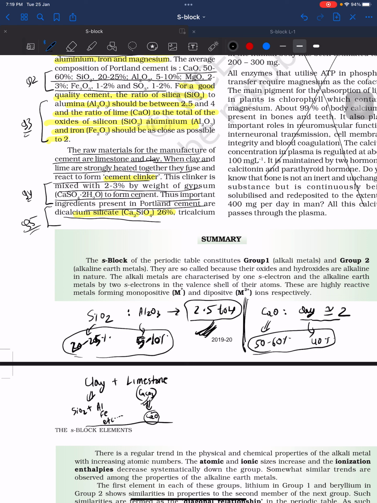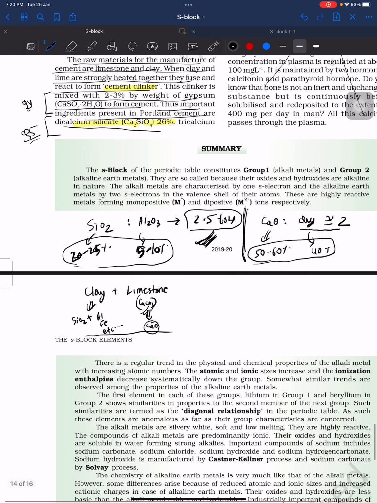So when the clay and limestone are kept together and strongly heated together, they form cement clinker. The cement clinker is mixed with 2 to 3% by weight of gypsum to form cement.